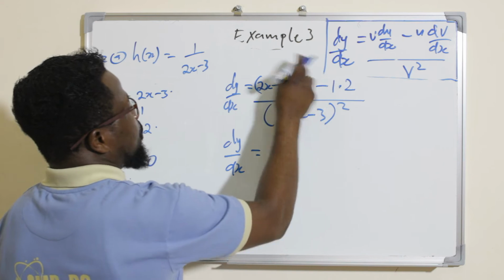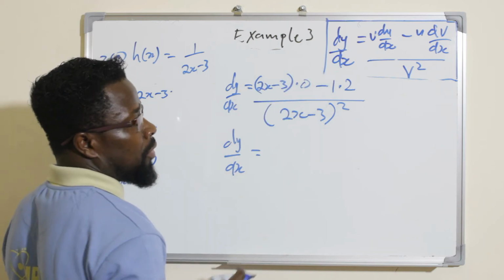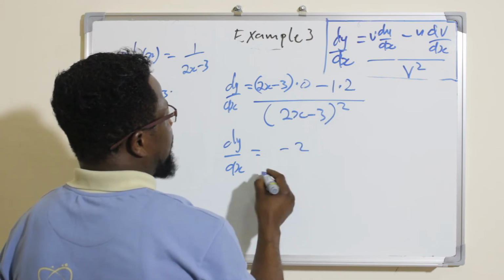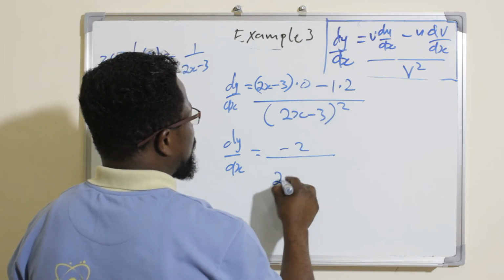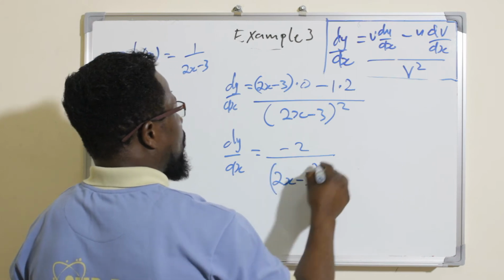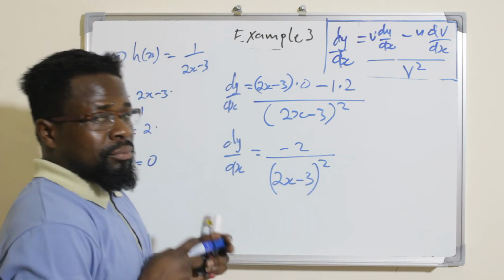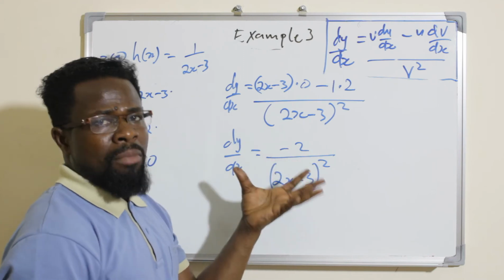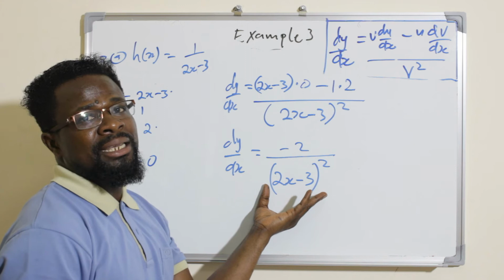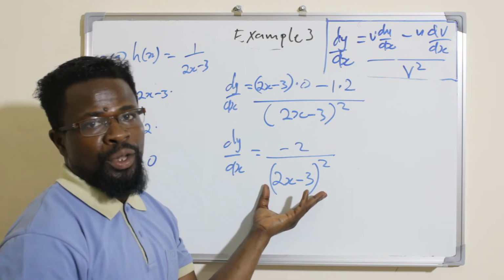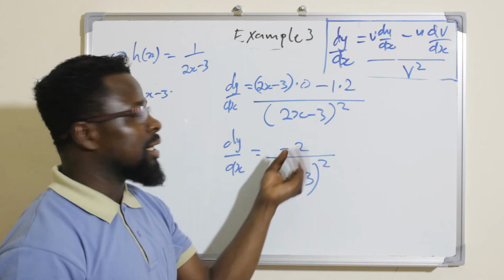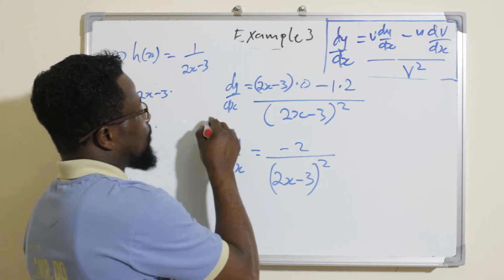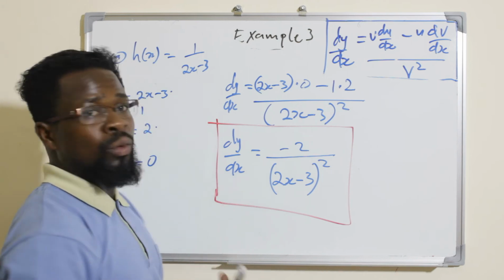If you multiply 0 by anything, all this side is going to be 0. And now 1 times 2 is going to give us 2. There's a negative sign there, so negative 2 all over what? 2x minus 3 all squared. Now, I will leave the answer like this, but you can go ahead to expand this and simplify if you so wish. But we can just leave the answer at this. So this becomes the answer for 2a.